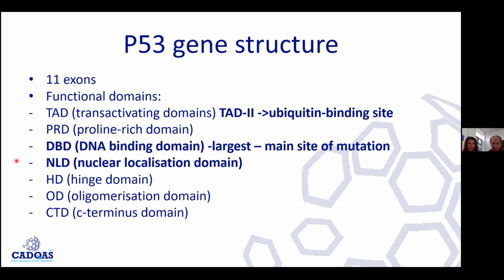And then this is the main site of mutation, and there are point mutations, most of them. Again, they usually obscure this site. And then this is the nuclear localization domain, and it's very important for cytoplasmic staining again, because it prevents the protein from translocating into the nucleus.